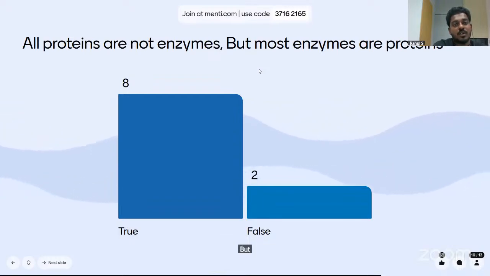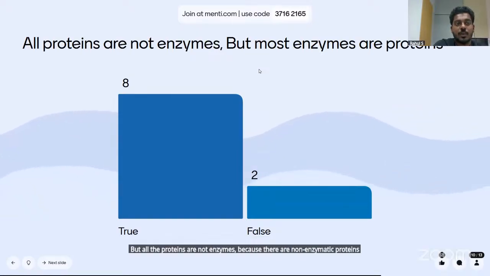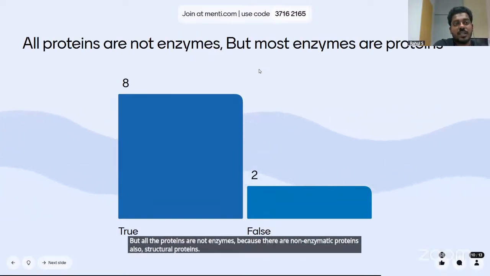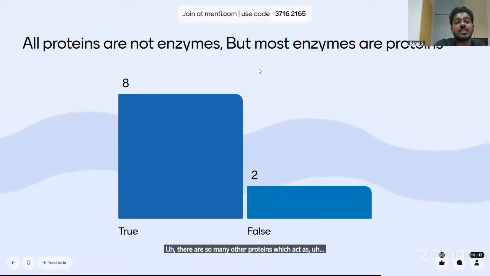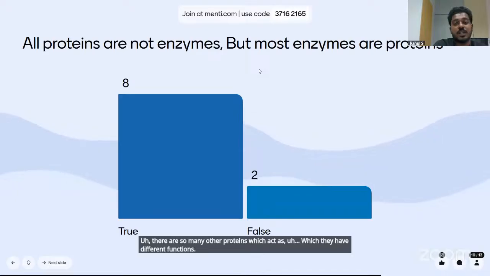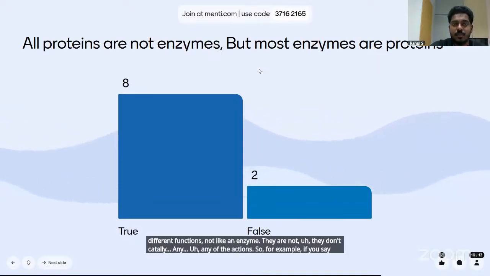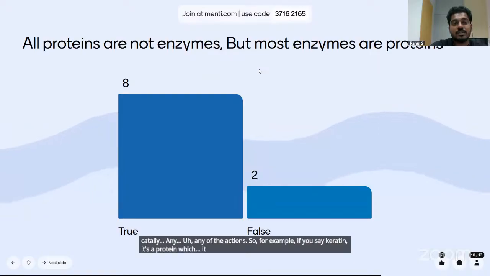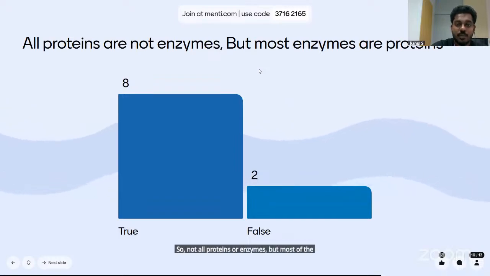But all the proteins are not enzymes, because there are non-enzymatic proteins also, structural proteins. There are so many other proteins which have different functions, not like an enzyme. They don't catalyze any reactions. For example, keratin is a structural protein, so it won't act as an enzyme, right? So not all proteins are enzymes, but most of the enzymes are proteins.